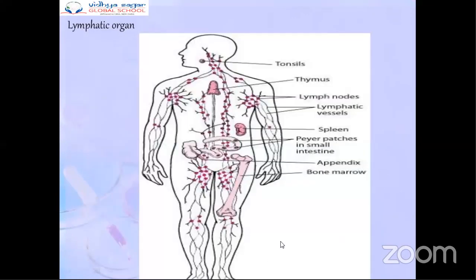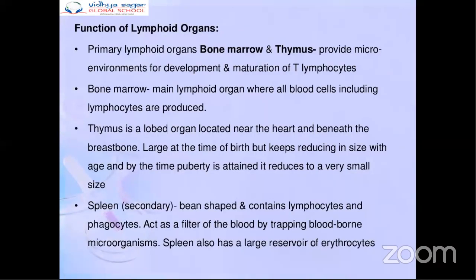So here you can see the lymphoid organs: tonsils, thymus, lymph nodes, lymphatic vessels, spleen, Peyer's patches in the small intestine, appendix, and the bone marrow. So these are the lymphoid organs. Now, the functions of lymphoid organs. What are the main functions of lymphoid organs?